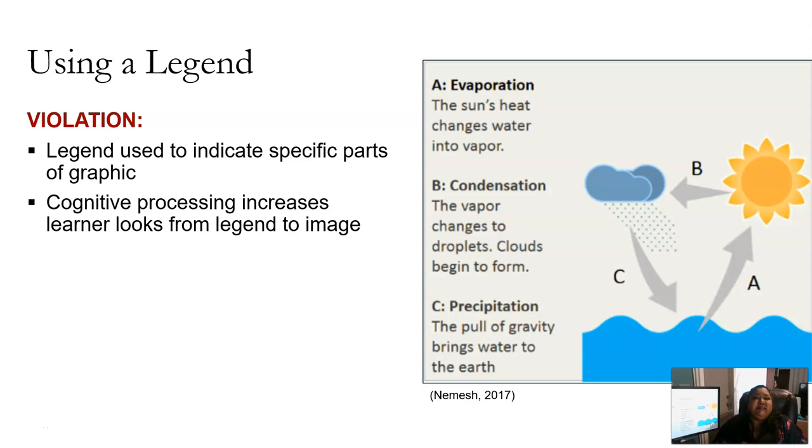Legends are used to indicate specific parts of a graphic. We've seen several examples of that through this video. What happens is cognitive processing increases as the learner looks from the legend to the image. So take a look at this image here. If you were to look at just the image alone, it really doesn't tell you much. But at the same time, if you have to look back and forth to the image and to the legend, it takes up that cognitive processing we were just talking about.